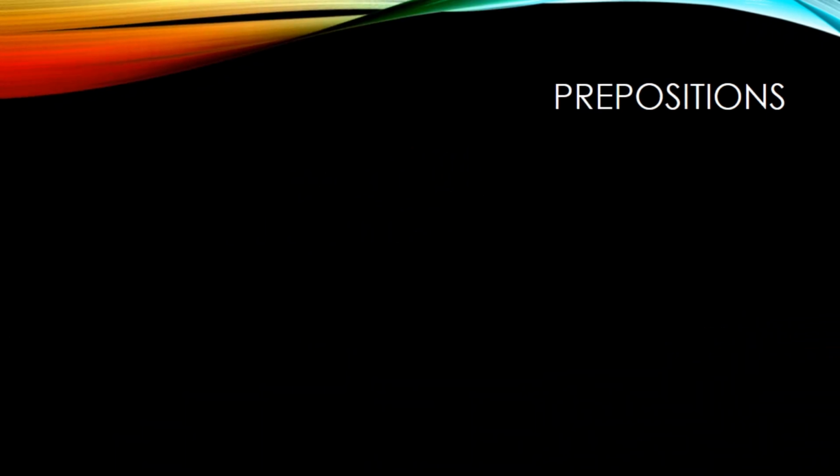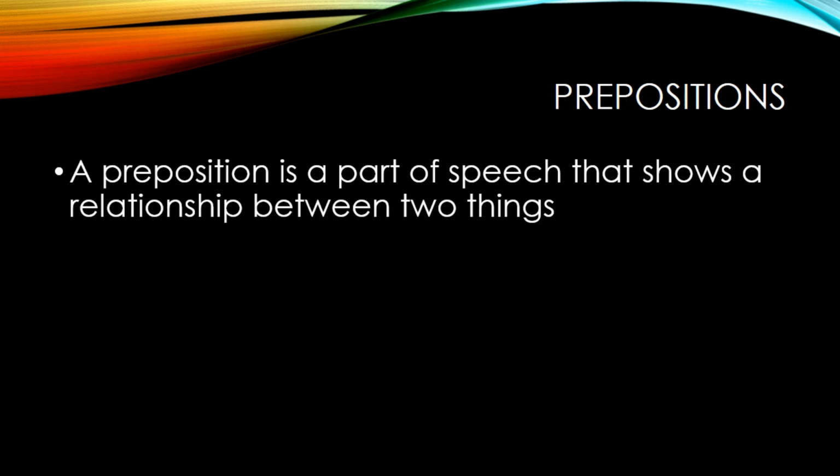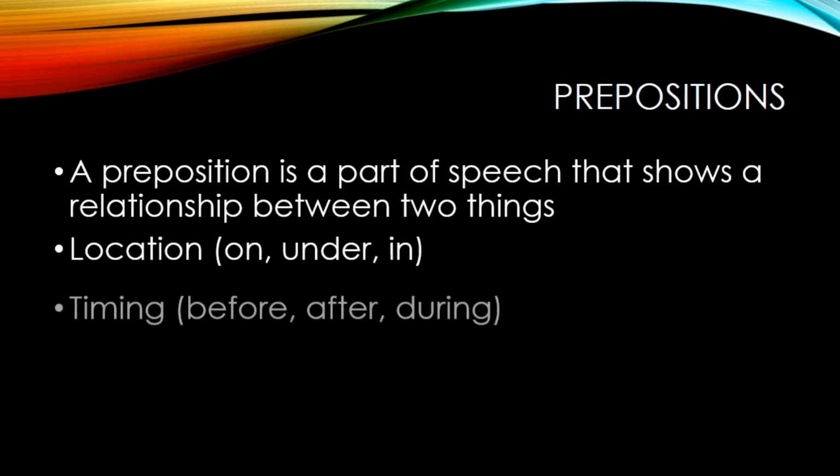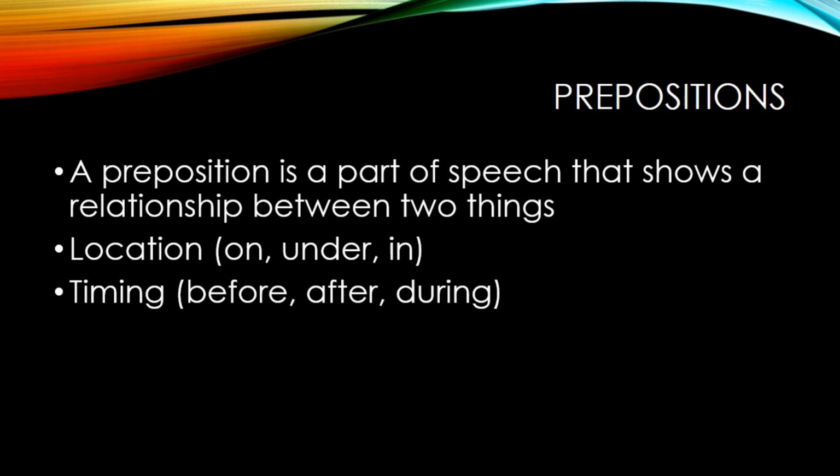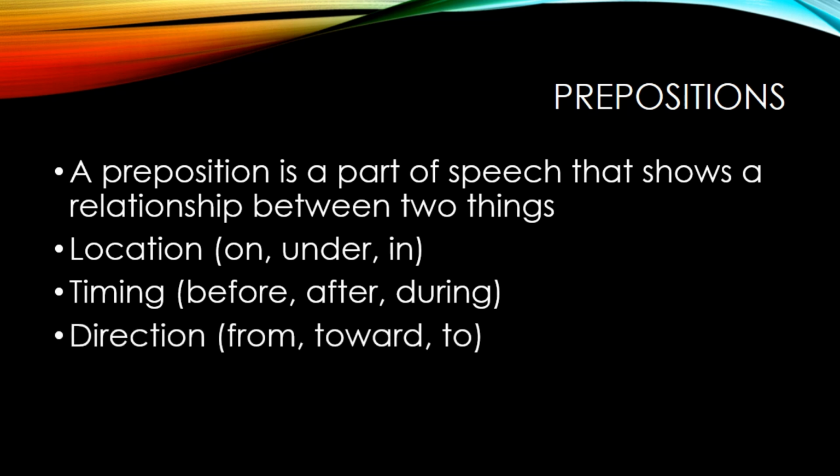What is a preposition? You know that a preposition is a part that shows a relationship between two things. So remember that it has a relationship between two things. Now, prepositions of location, you have examples like on, under, in. And prepositions of timing, you have before, after, or during. Prepositions of direction, you have from, towards, to. Later in this video, you will see more of these examples.